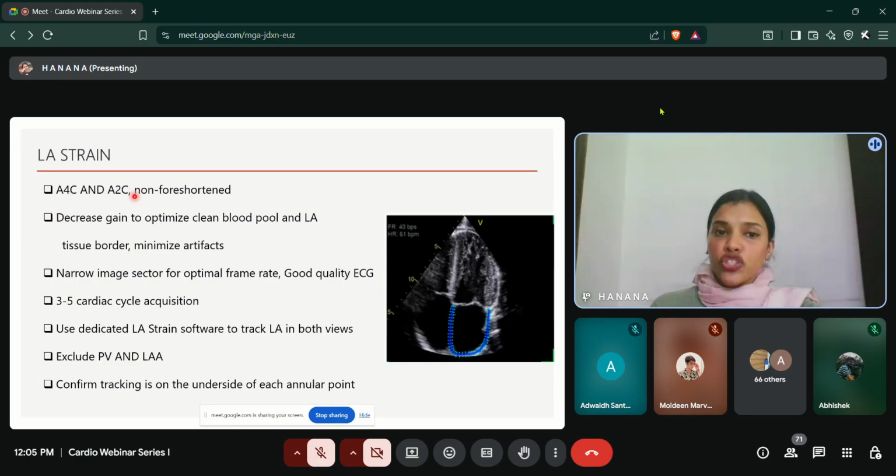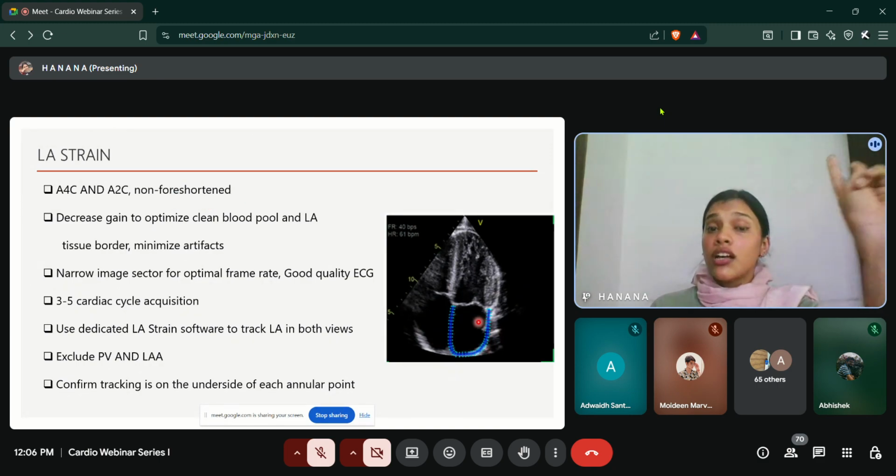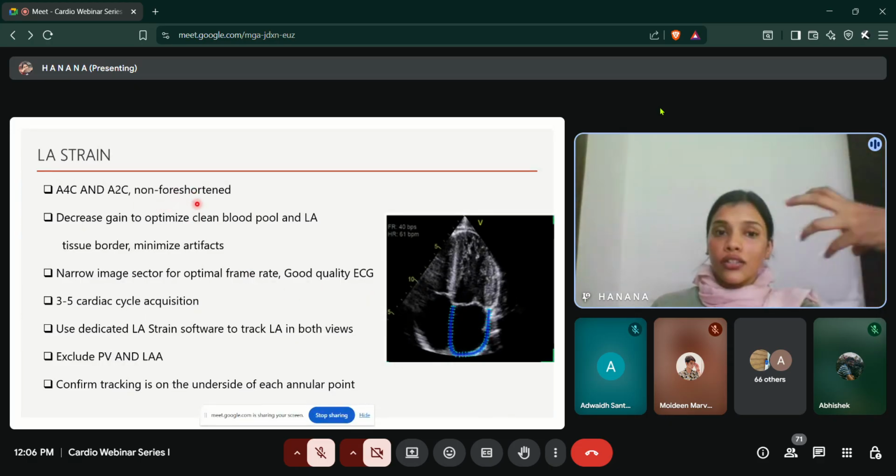So, apical 4-chamber view, apical 2-chamber view, and make sure of a non-foreshortened view. If it is foreshortened, it will give a misleading value. That's why we state that we should have a non-foreshortened view. Decrease the gain and narrow the image sector. Use the optimal frame rate, which is 40 to 50 frames per second. A good ECG should be there, and 3 to 5 cardiac cycles should be acquired, and use LA strain software. While tracking, please make sure you are not taking the pulmonary vein and left atrial appendage into the tracking. So that's how we do it.